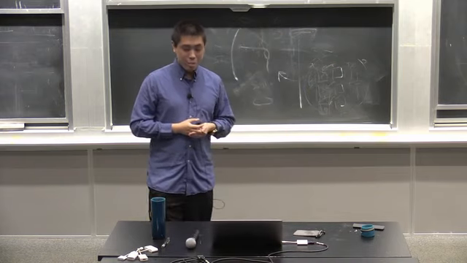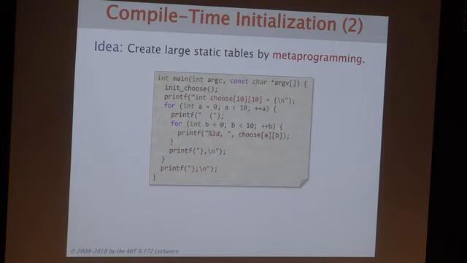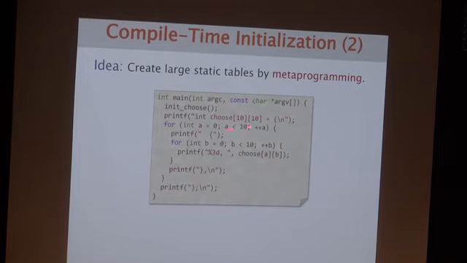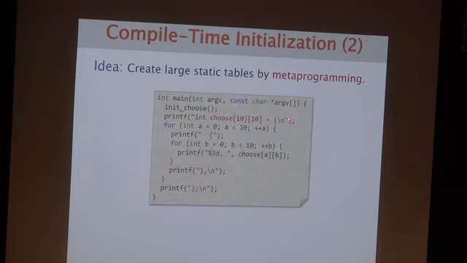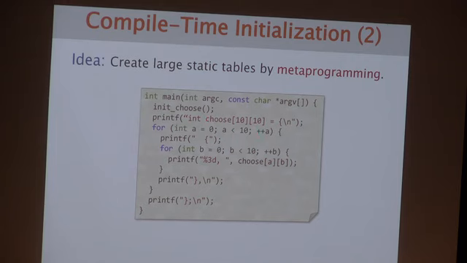That's called metaprogramming. Here's a snippet of code that will generate this table for you. It's going to call this init choose function that we defined before, and then it's just going to print out C code. It prints out the declaration of this array choose, followed by a left bracket, and then for each row of the table, we print another left bracket, then print the value of each entry in that row, followed by a right bracket, and we do that for every row. This will give you the C code, and now you can just copy and paste this and place it into your source code.